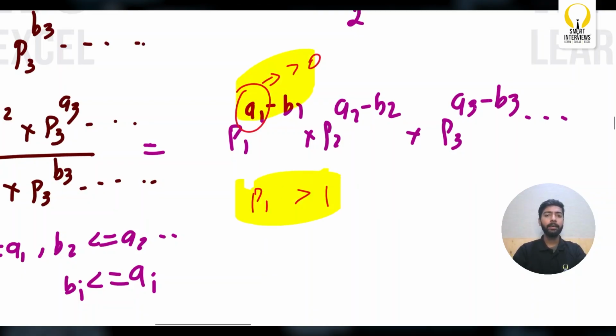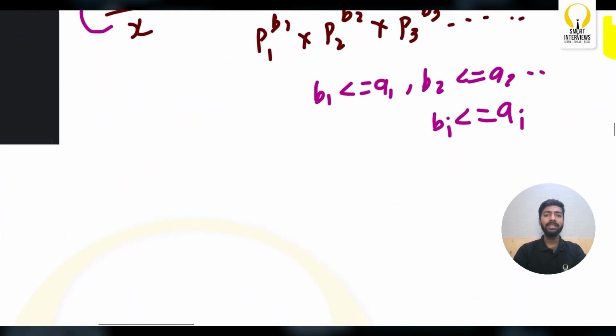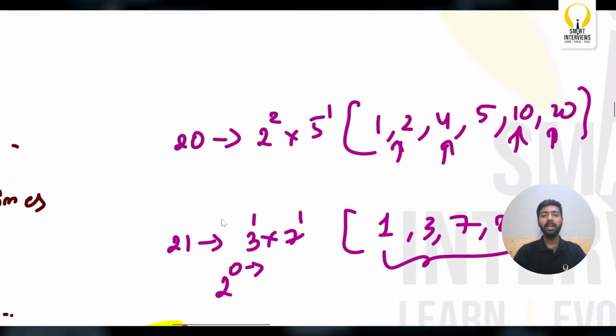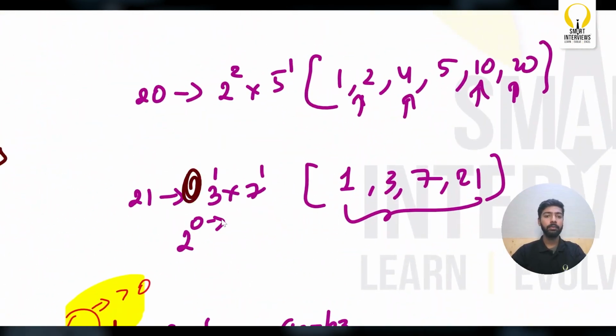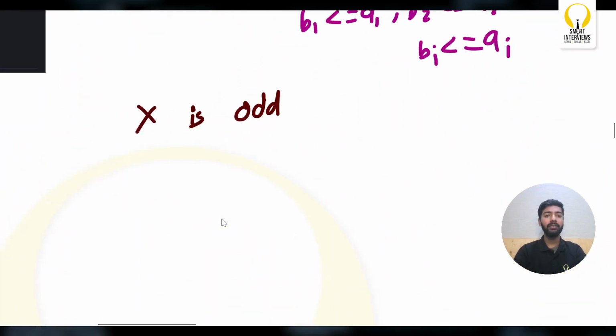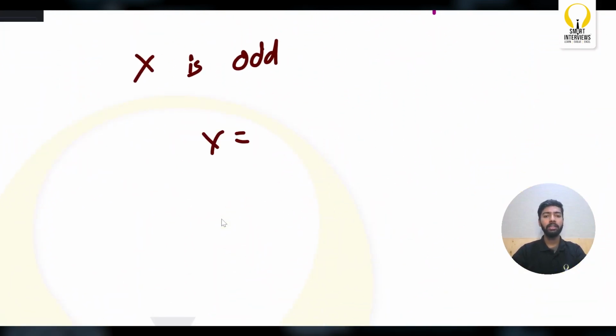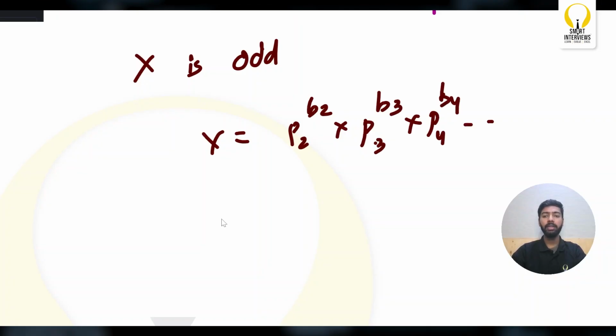Now let's say we are having a divisor x which is completely odd. Let's say x is odd. If x is odd, what is the prime factorization of x? X is no longer going to have p1, because we know that an odd number will never have p1, which is missing. So it will start from p2. So let's say x equals p2^b2 into p3^b3 into p4^b4 and so on.